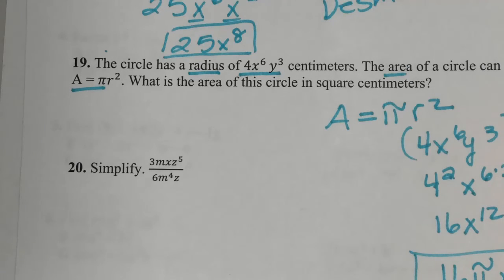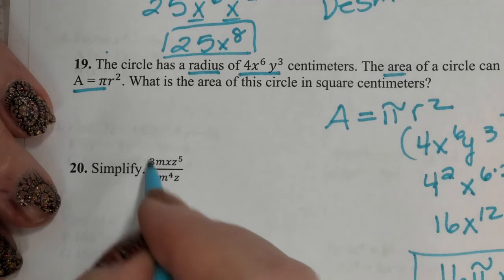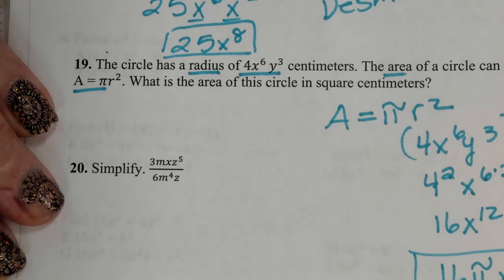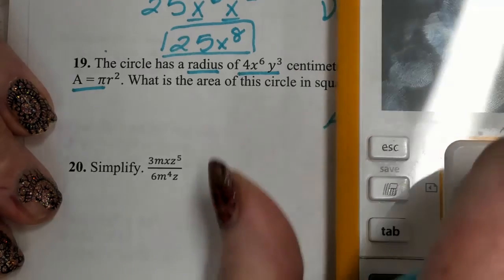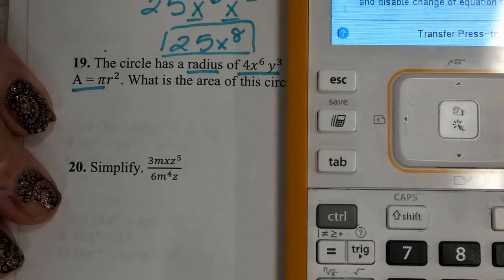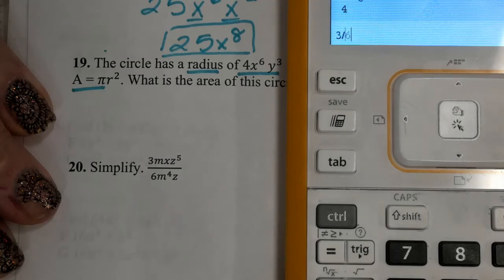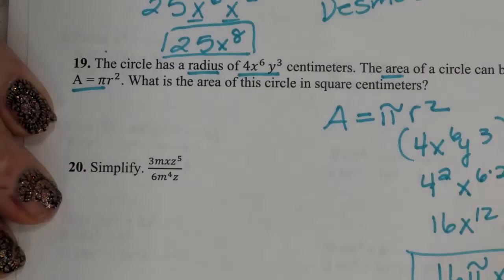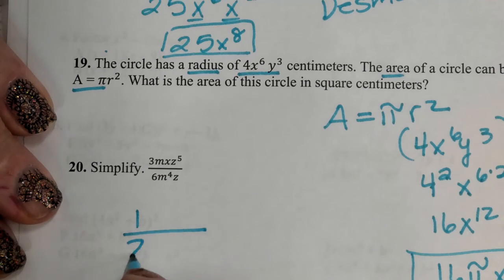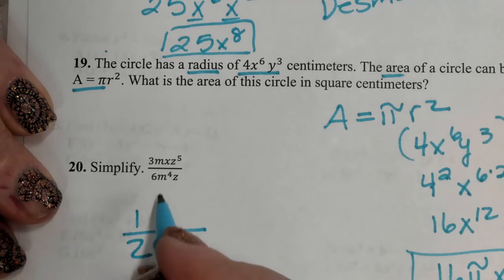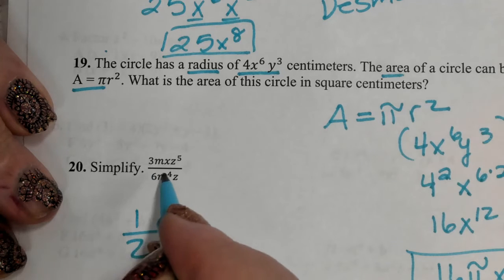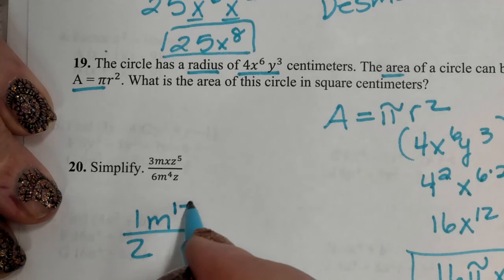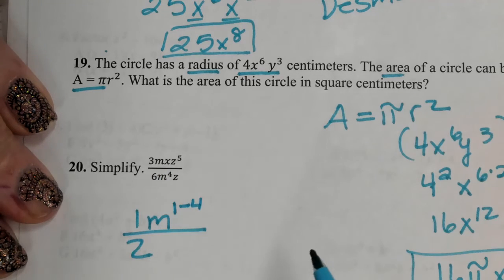Alright, so we're going to simplify this. You have 3 over 6. A lot of y'all are going to tell me that's 2. It's not 2. 3 divided by 6 is 1/2. So we have 1 over 2. You have an m on the top and an m to the 4th power on the bottom. That's subtraction. 1 minus 4.